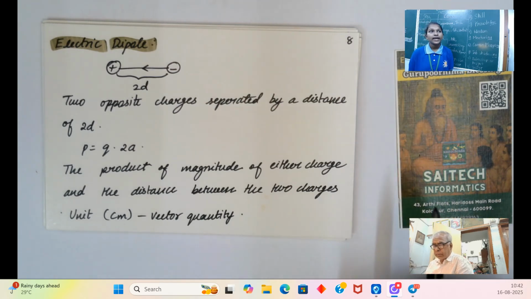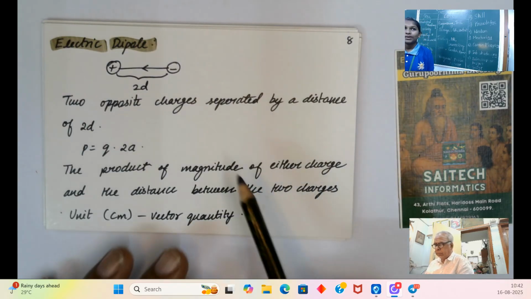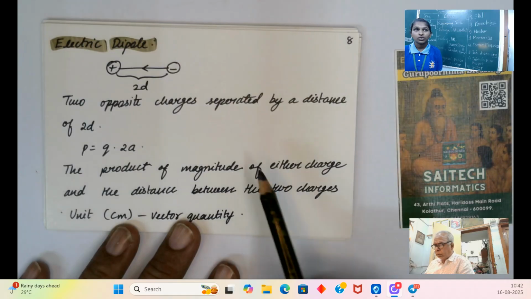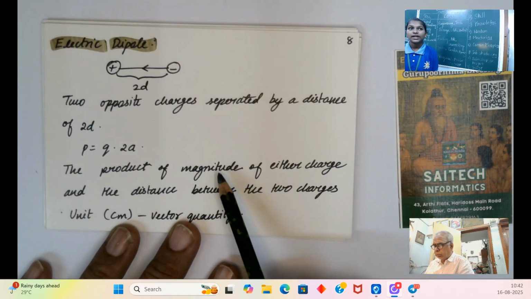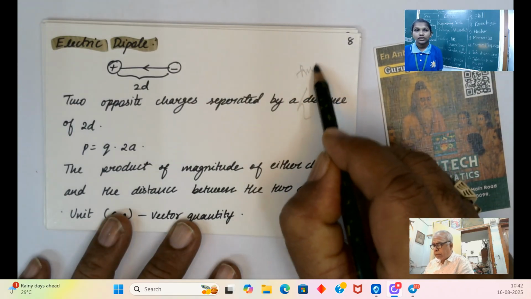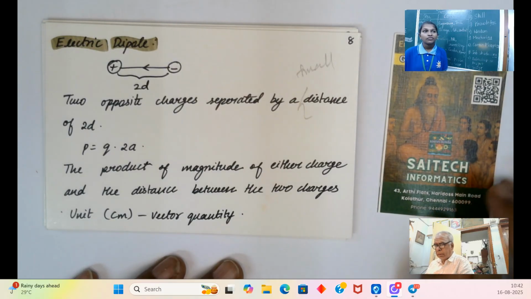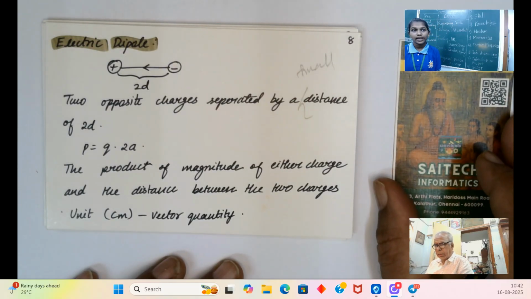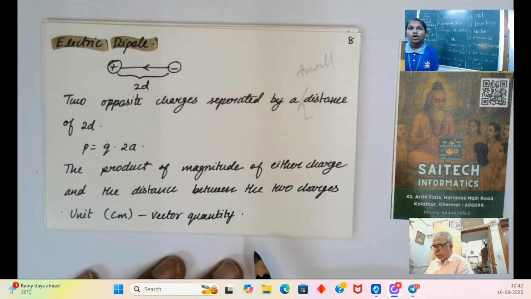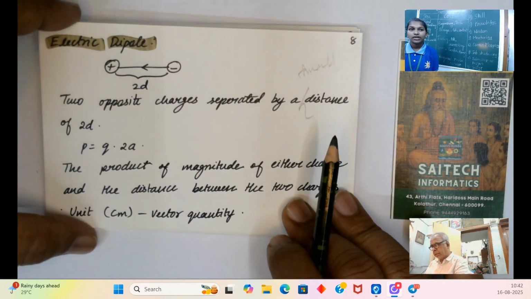Now we'll be seeing about the electric dipole. So this is the simple representation between plus q and minus q, where the charge will travel from minus to plus and the distance between them is 2a. That is two opposite charges separated by a small distance of 2a, where the formula of it is P is equal to Q into 2A. It is also explained as the product of magnitude of either charge and the distance between the two charges. So its unit will be coulomb meter and it is a vector quantity.